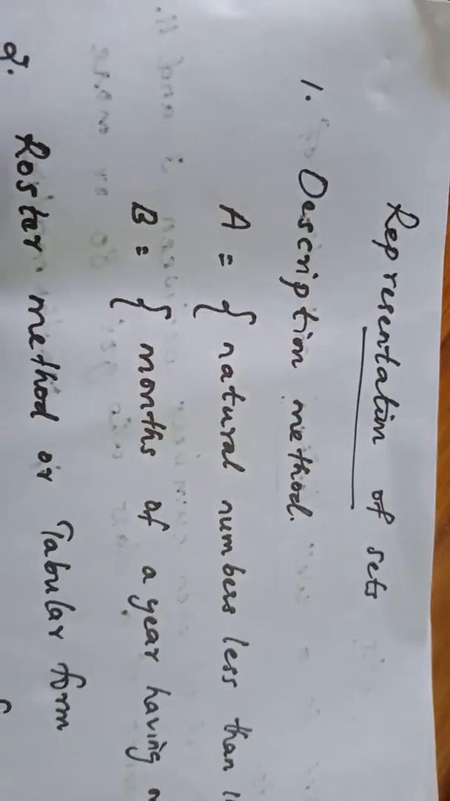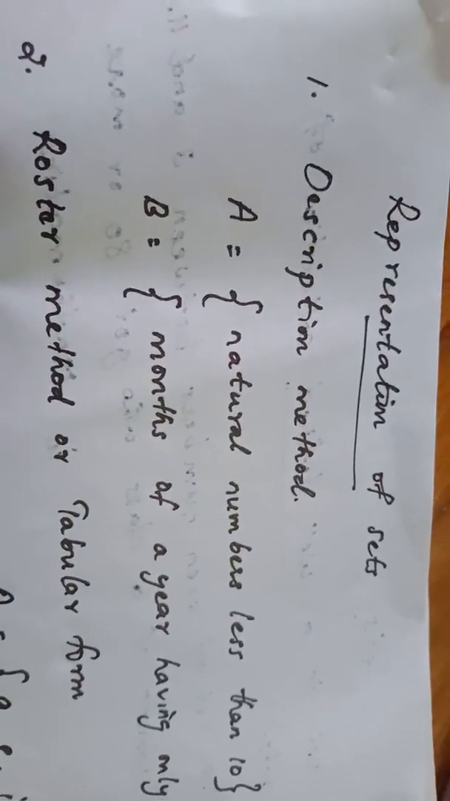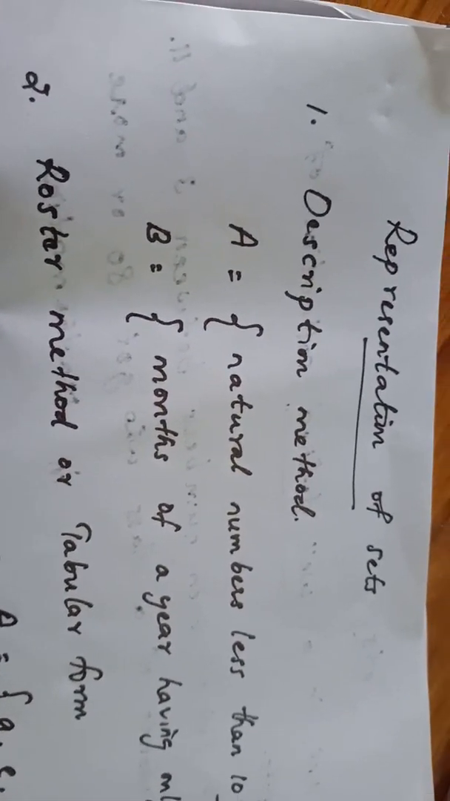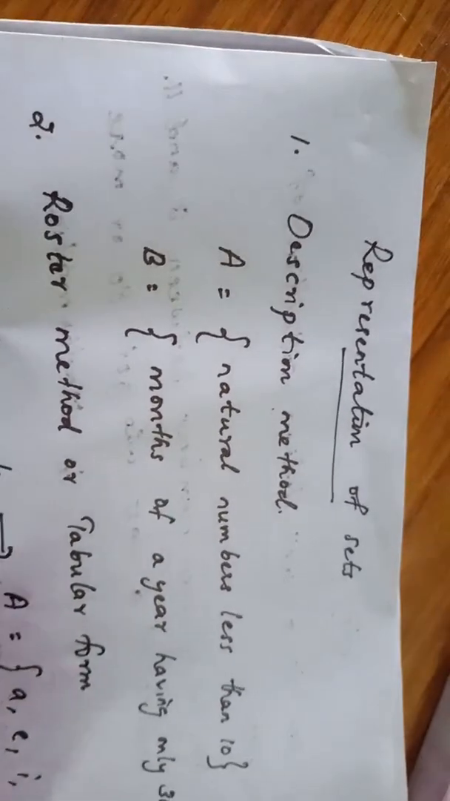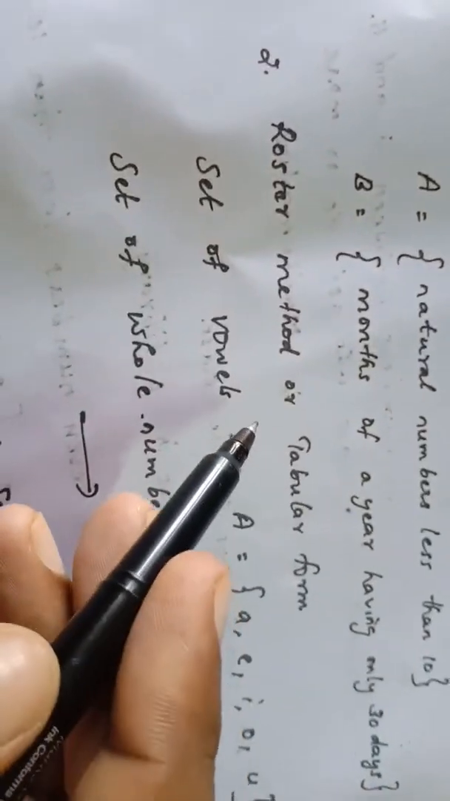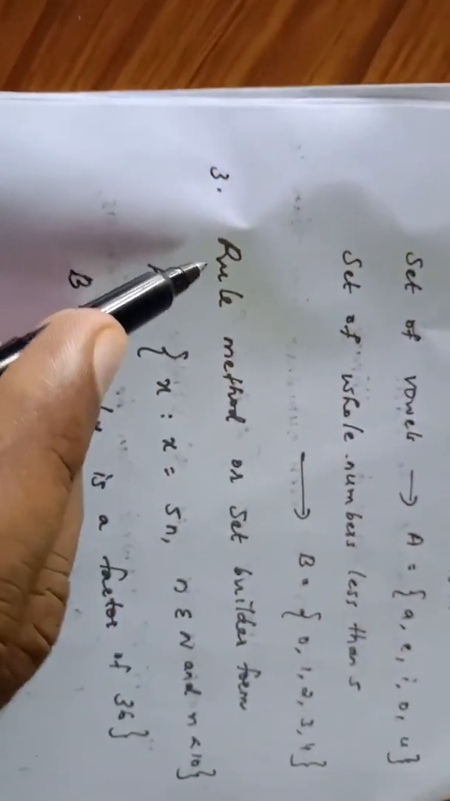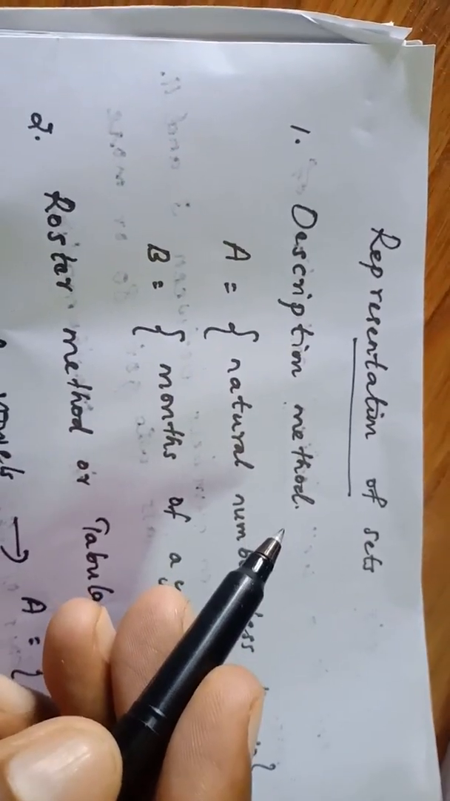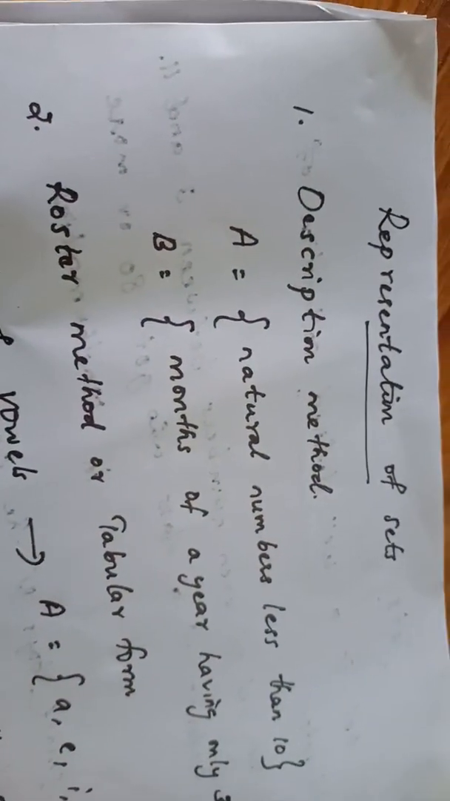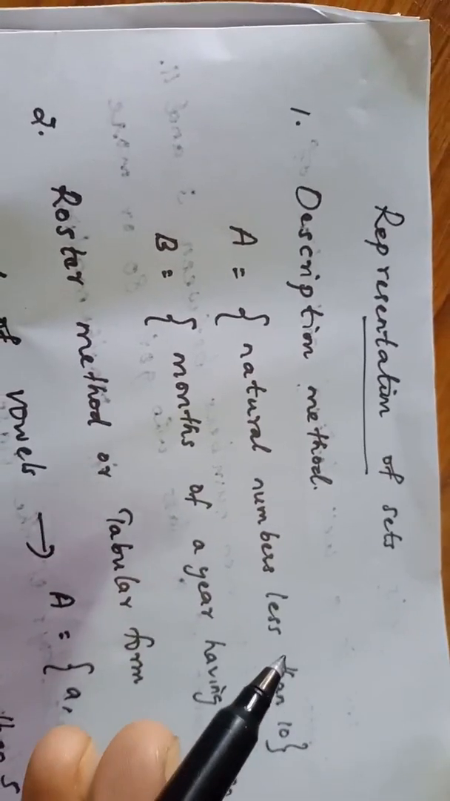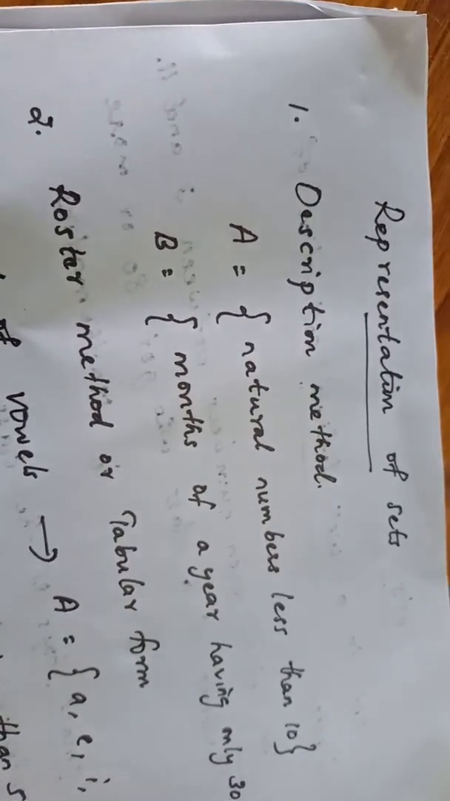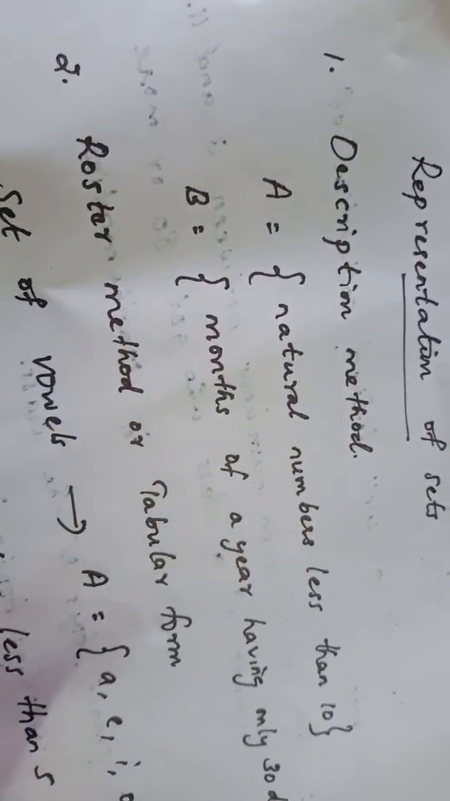Next we are going to see the three different types of representation of sets. We can represent the sets in three different ways. First one, description method. Second one, roster method or tabular form. And the third one, we have rule method or set builder form. And in description method, actually in this method, a well-defined description of the elements of the set is made. Description method is the description of elements of the set. Now, the description is given in curly brackets.